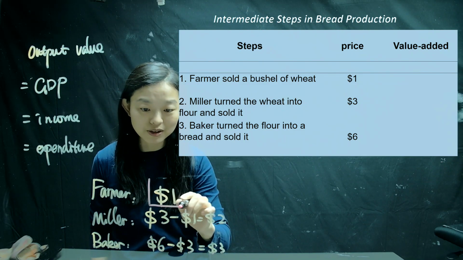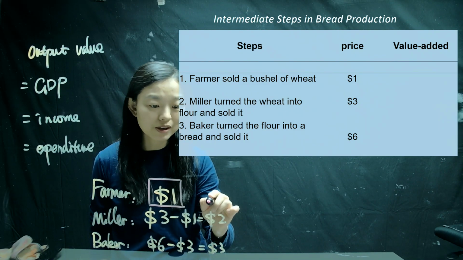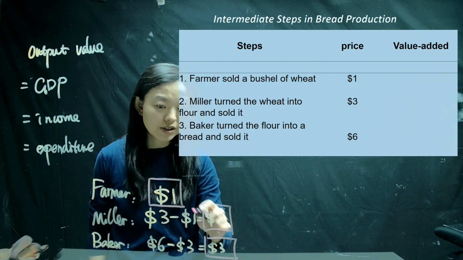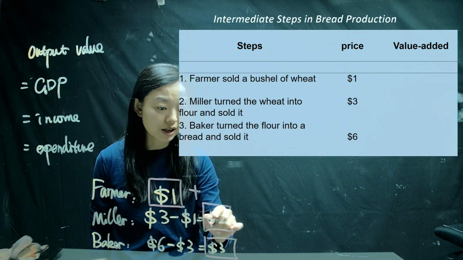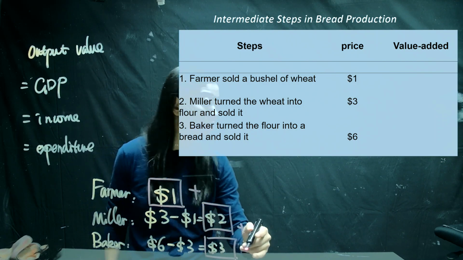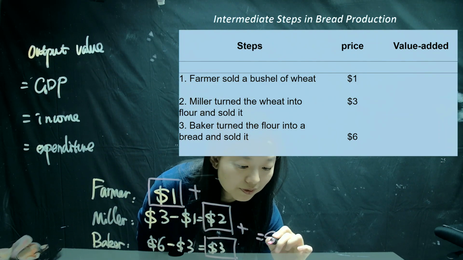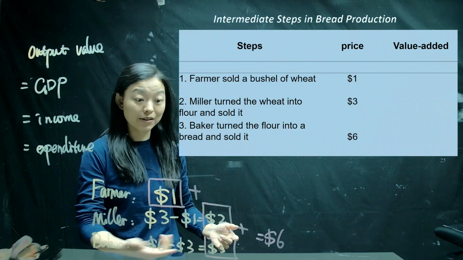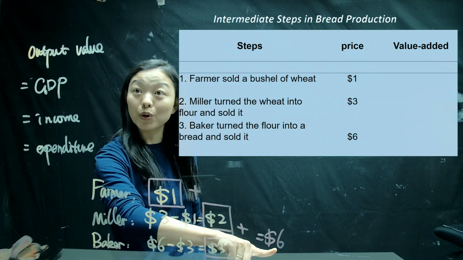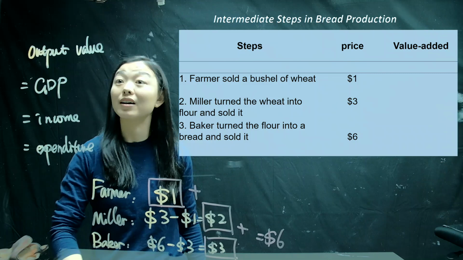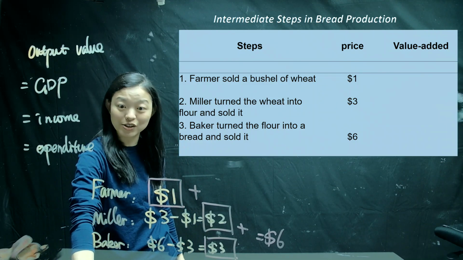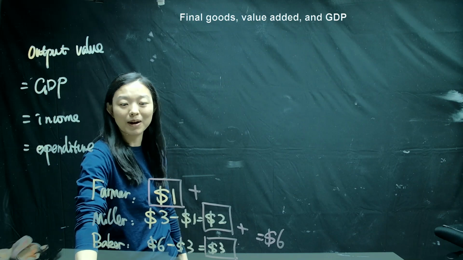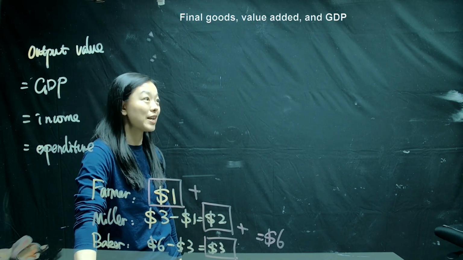Then you look at the farmer's value added $1, the miller's value added $2, and the baker's value added $3. So use $1 plus $2 plus $3, you can also get $6 will be added into GDP. And $6 actually is the price for bread. And bread is the final good for the engineer, right? Okay, so this is what we call value added, the final goods, and GDP.